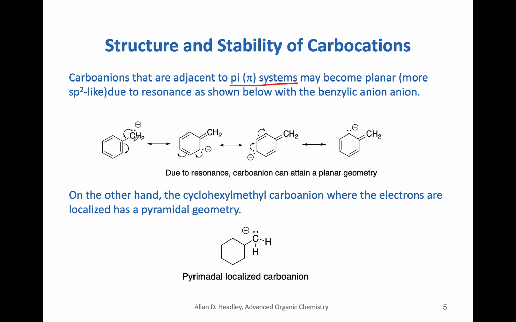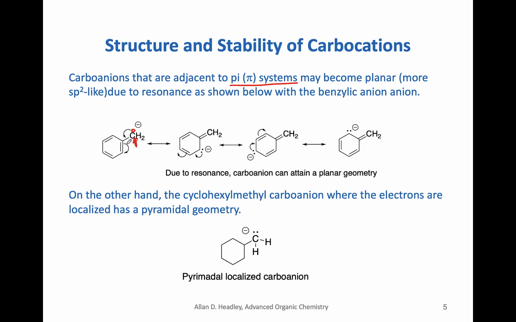pyramidal. However, due to the resonance that can be achieved by delocalizing these electrons into the benzene ring, this carbon achieves sp2 character. We say it's planar because we have electrons delocalizing from the benzylic carbon into the ring, which means that it has to be flat, planar, which would imply that this carbon is now sp2.